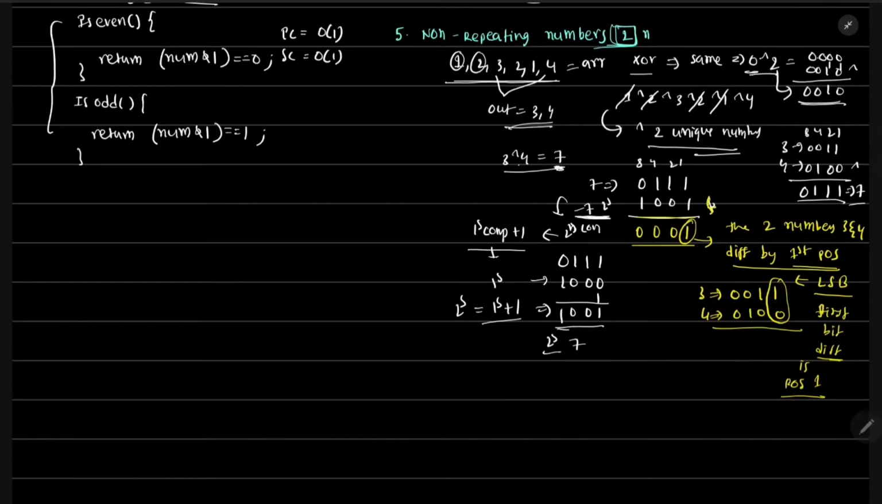We don't know about 3 and 4, right? It differs at the first position. We know that. It will be 1 or 0, right? So I take the numbers 1, 2, 3, 2, 1, 4, right?